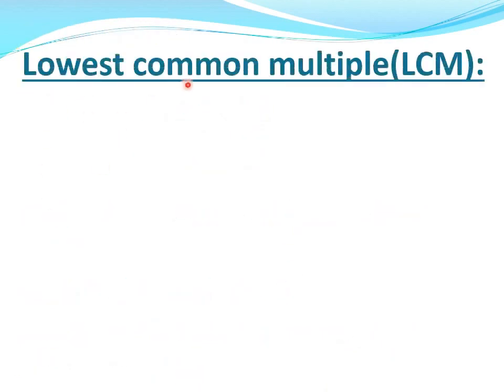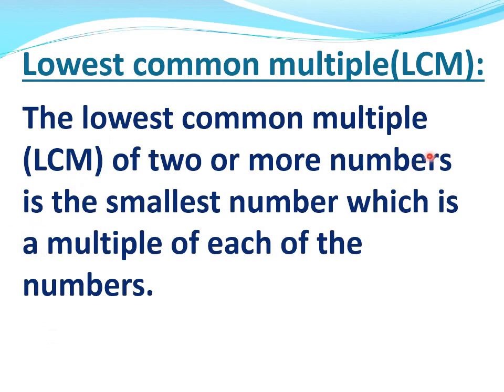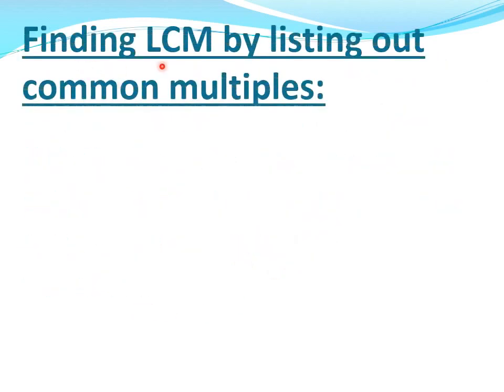Now lowest common multiple, LCM. The lowest common multiple, LCM, of two or more numbers is the smallest number which is a multiple of each of the numbers. Now finding LCM by listing out common multiples. Number 1 method, listing out common multiples. I will explain you by an example.